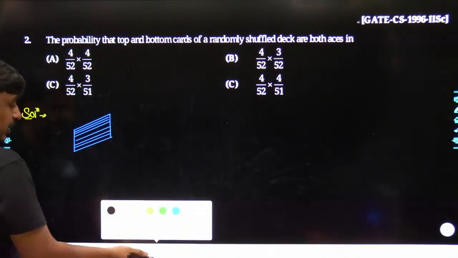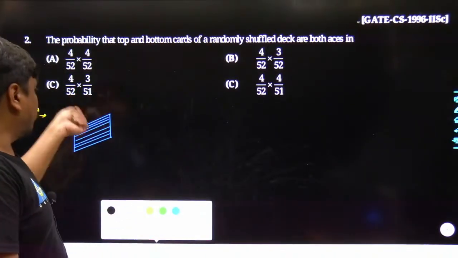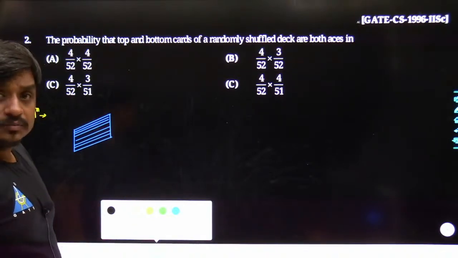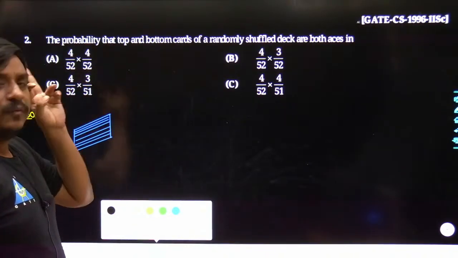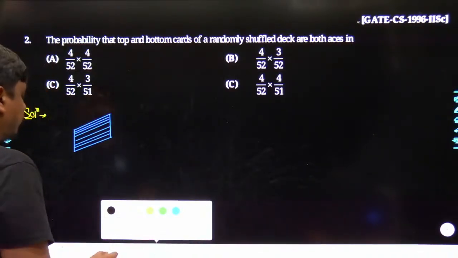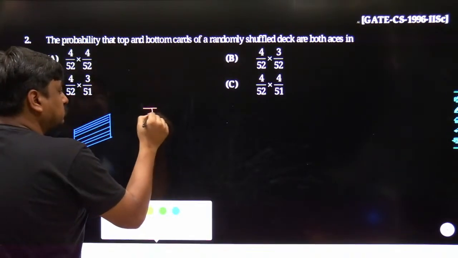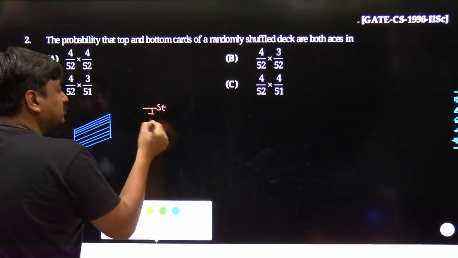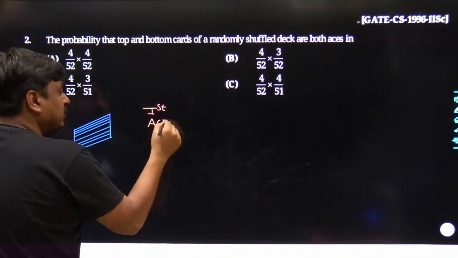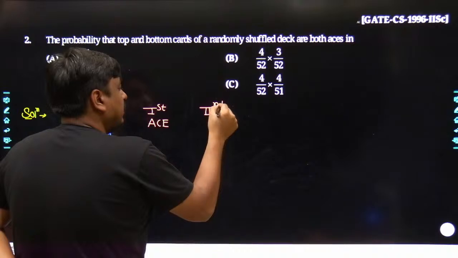Yes. And now as per the problem, you are going to withdraw one card from the top and one card out of the bottom. And you wanted to have both of the cards as ace. Just try to understand. That means you want the situation where in the first withdraw, that card has to be an ace from the top, and in the second withdraw, that card has to be an ace.